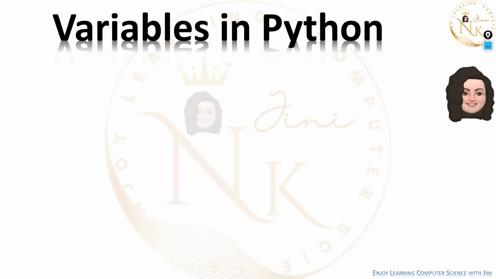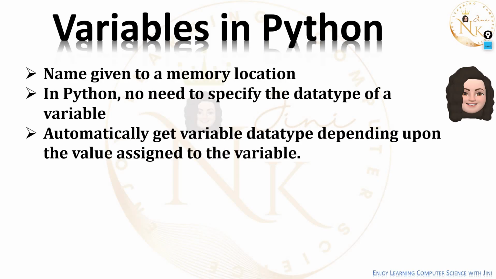Now variables. What is a variable? Normally variables can store values, right? But in Python, variables are not storage containers. They are names given to a memory location. For example, if I am giving A is equal to 100, this value 100 will be stored in a memory location somewhere. The variable A will point to the memory address where the value 100 is stored. So a name given to a memory location is known as a variable in Python.